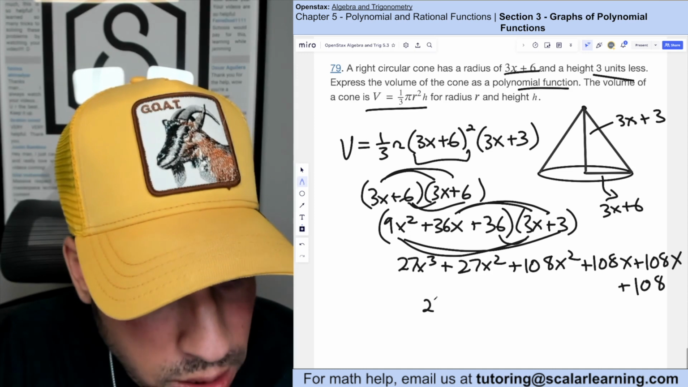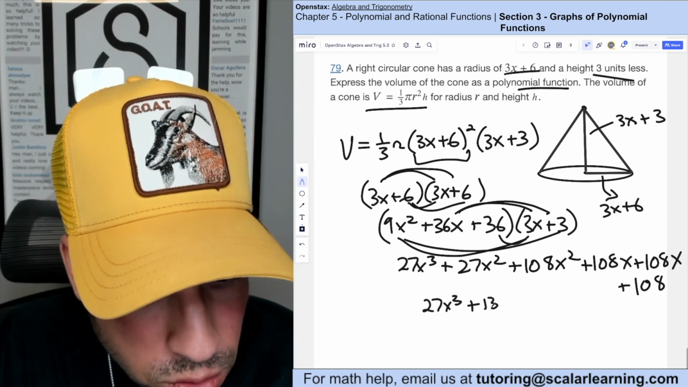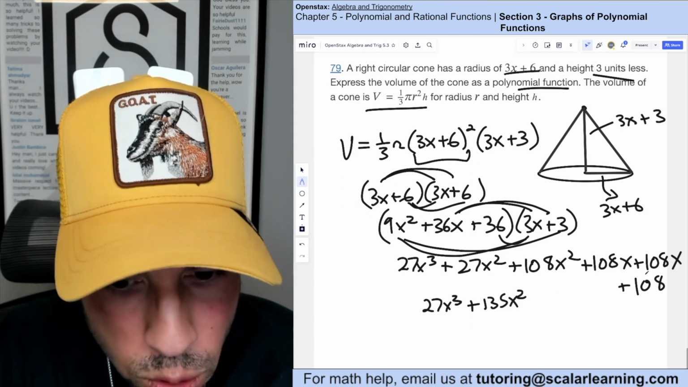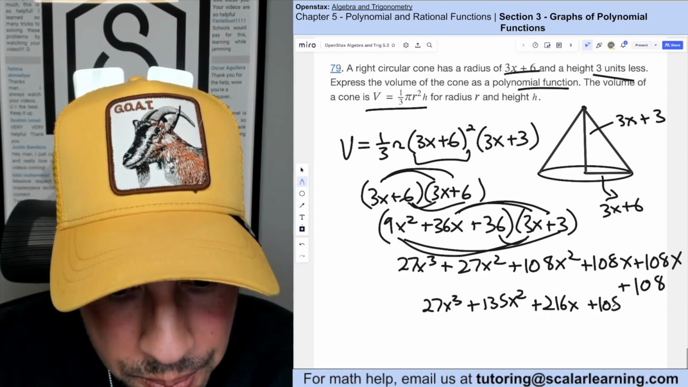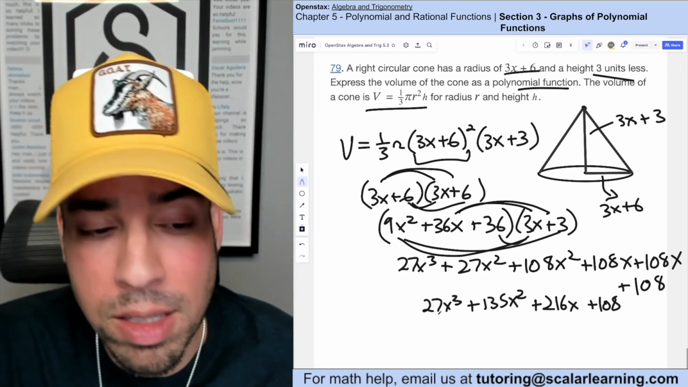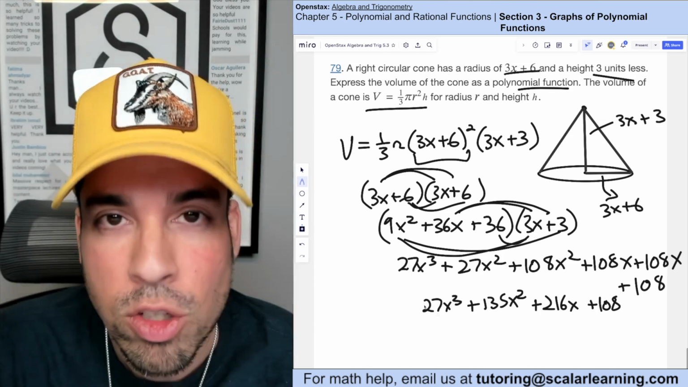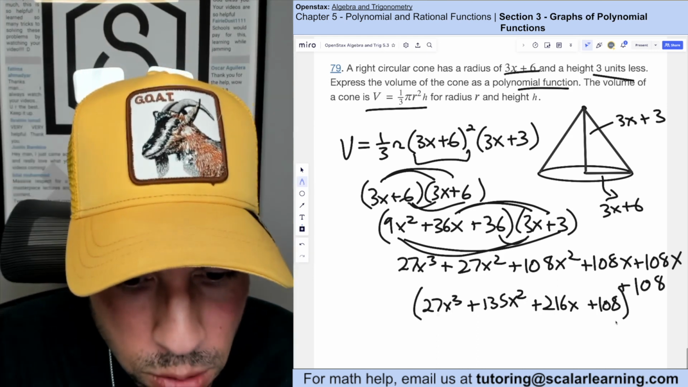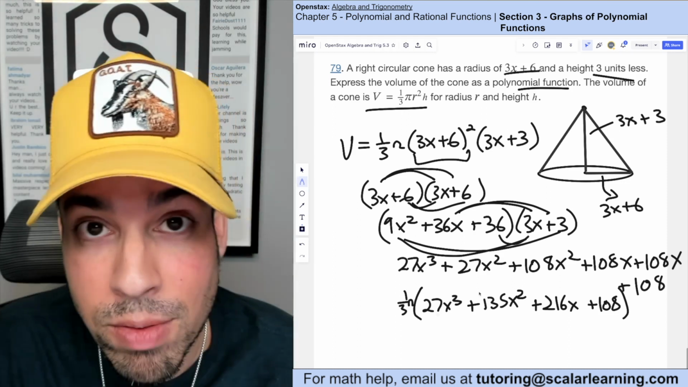So we got 27x cubed. 27 plus 108 is 135x squared. 108 plus 108 is 216x. Plus that last 108. Okay, now the cool thing about this is that every single one of these terms is divisible by 27, right? So the last thing I'm going to do, since this is all multiplied by 1/3 pi, I'm going to divide everything by 27.